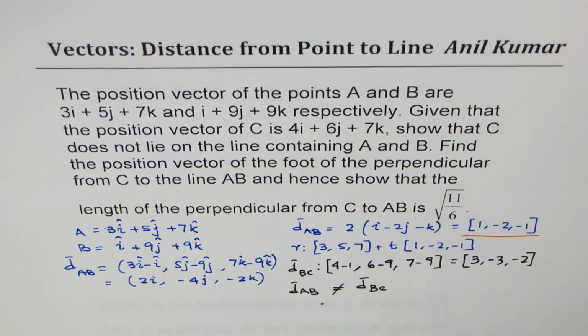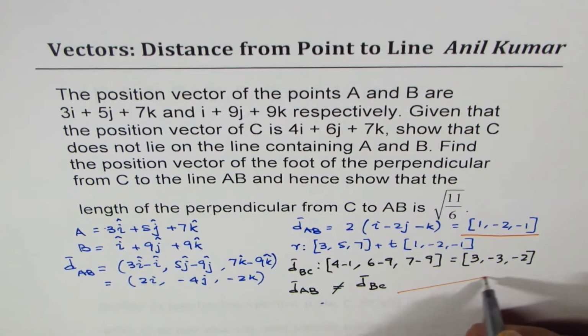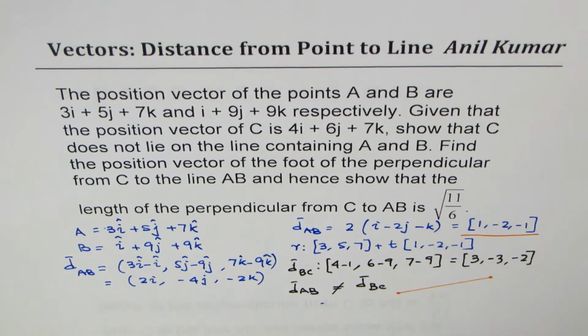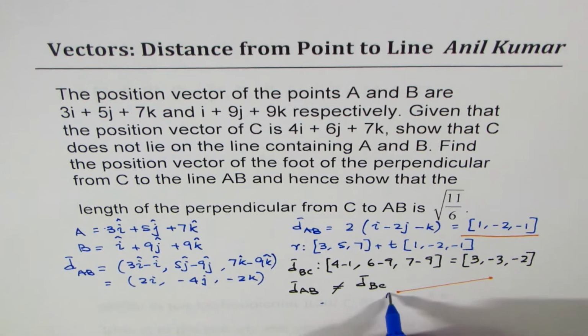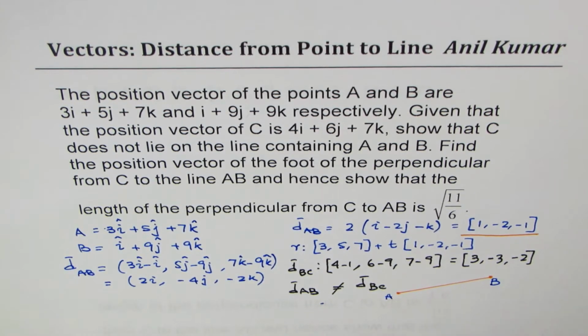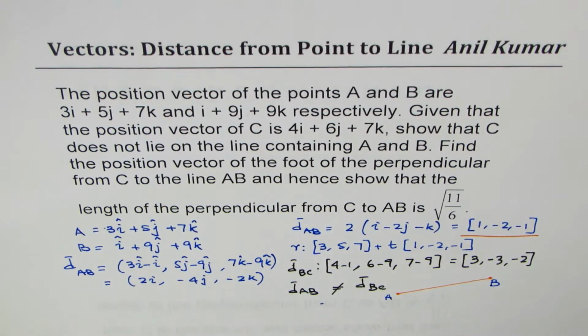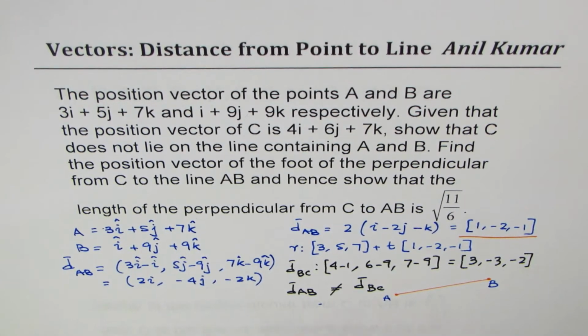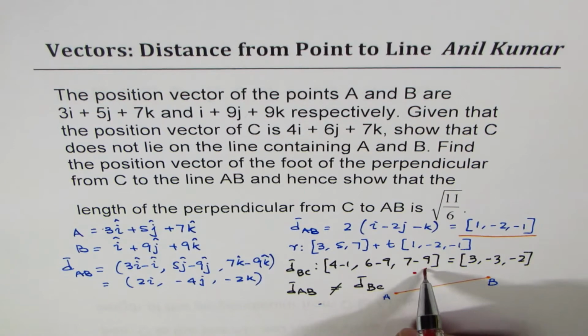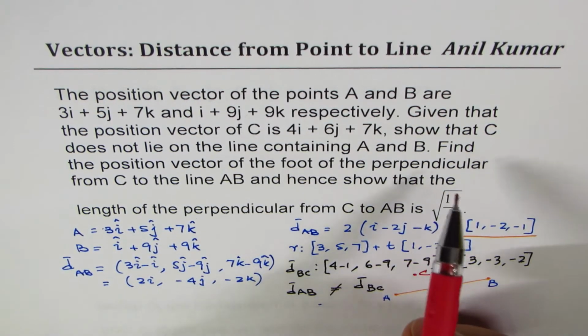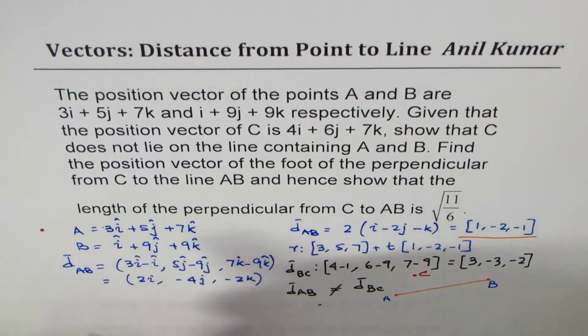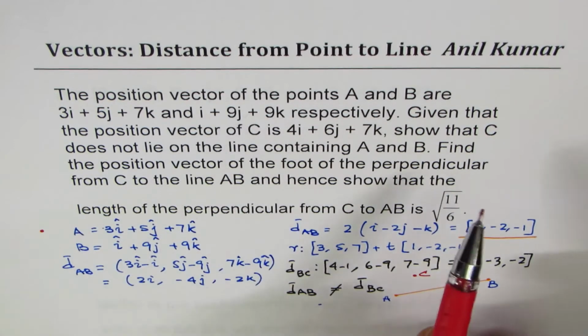So that means we have a line AB, let's say, like this, and point C is somewhere away. Let's assume this to be somewhere away like this. Correct. So we have shown the first part, which is that C is not on the line.